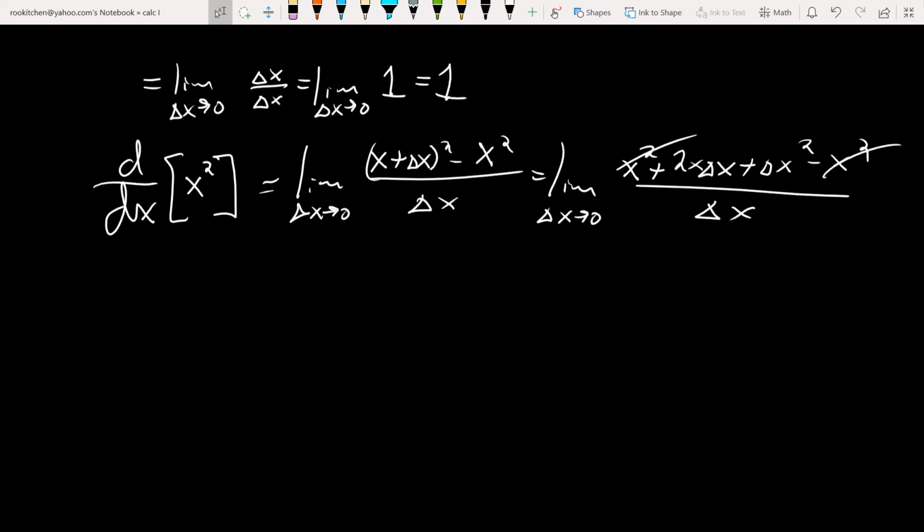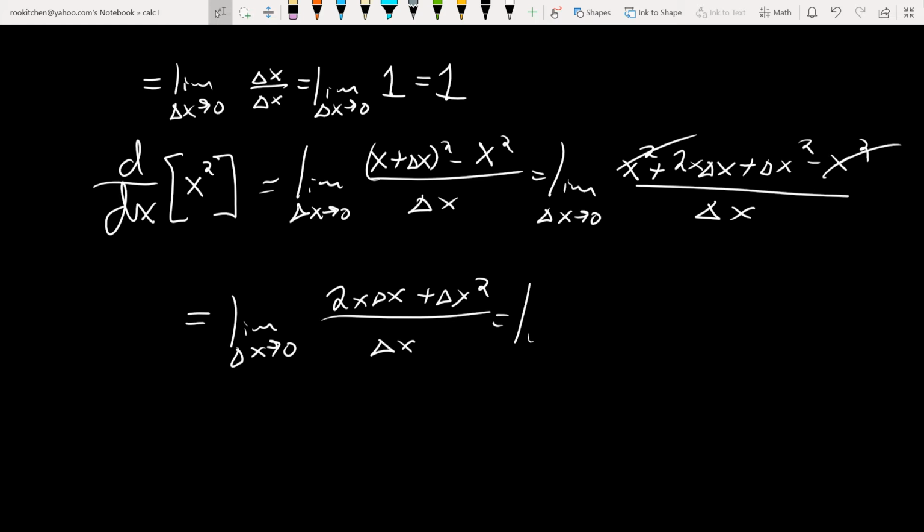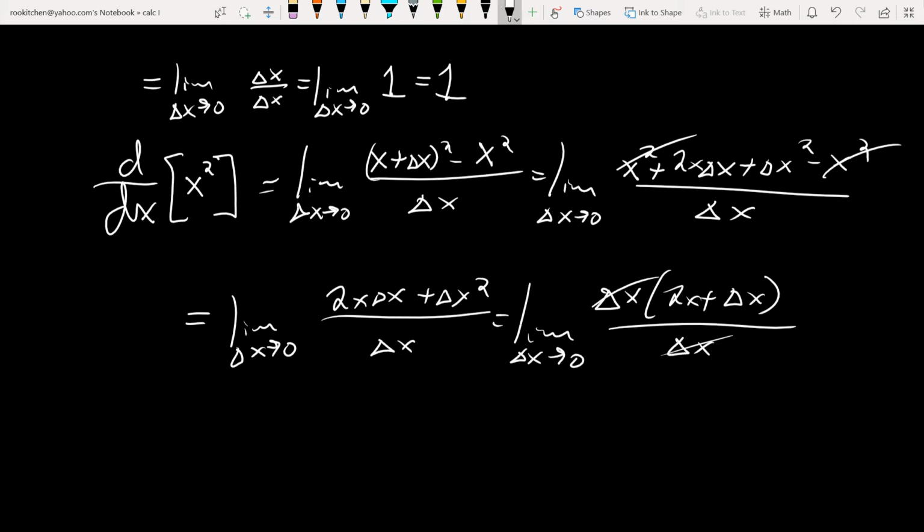Those x squared terms go away. Limit as change in x goes to 0 of 2x change in x plus change in x squared, all over change in x. You can factor out a change in x, and they cancel. You're left with the limit of 2x plus change in x, where if you put in 0 for change in x, you get 2x.